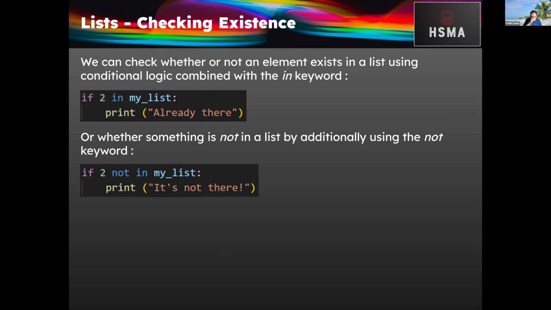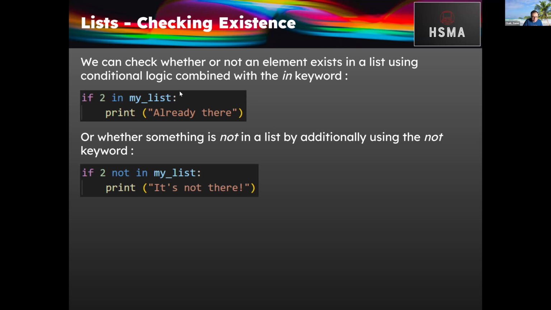So we can also do something known as checking existence, which basically checks to see whether something is in a list or not. And that again can be really useful to see whether something's already there. And usually that's then followed up by, if it's not already there, add it. And we can do that using the in keyword.